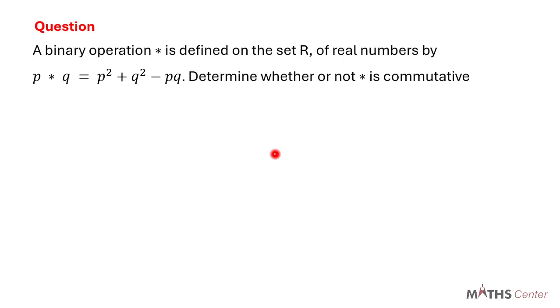A binary operation star is defined on the set R of real numbers by P star Q is equal to P squared plus Q squared minus PQ.